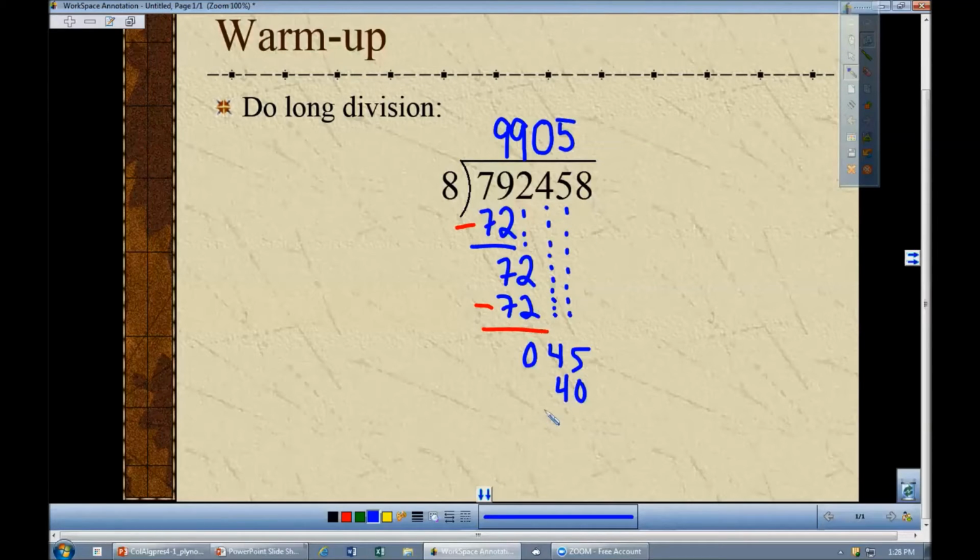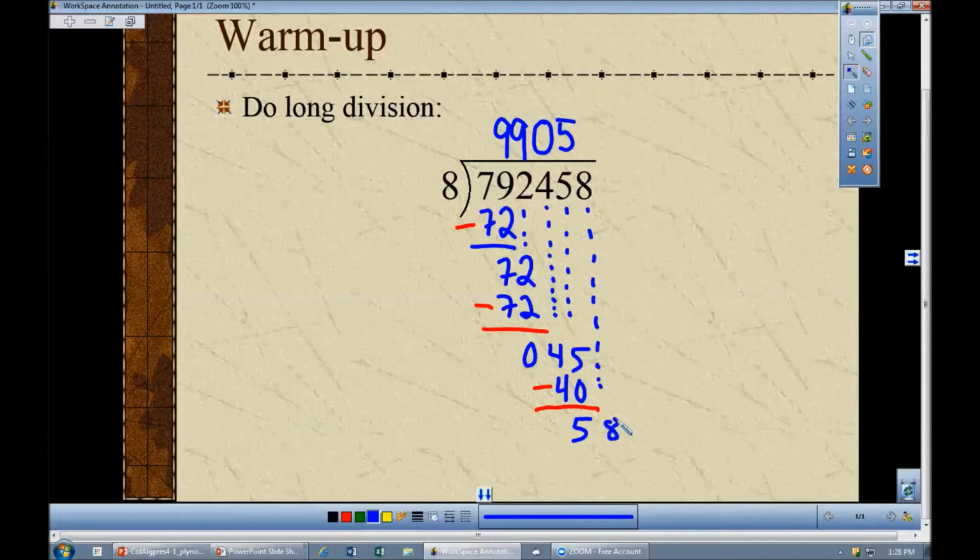And, oh, I almost did it again. I almost drew that line and added them up. I wonder if every time I draw that line, I want to add them up. Maybe if I draw the line and then change the sign. Hey, that might be a good rhyme to remember that thing. Draw the line, change the sign. Okay, so 45 minus 40, that leaves me with a 5. I'm going to now bring down this 8 because 8 does not go into 5, but 8 can go into 58 7 times. 7 times 8 is 56.